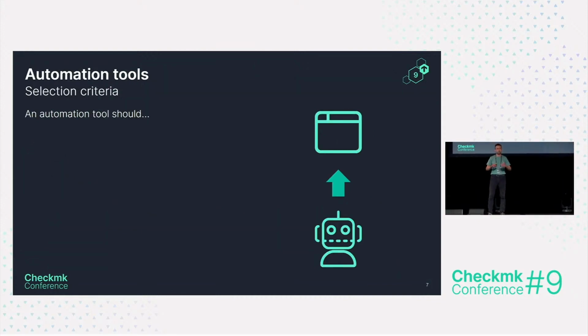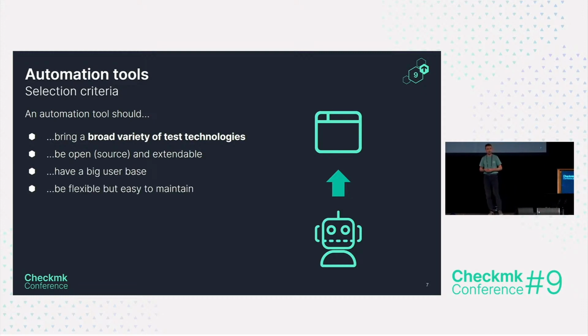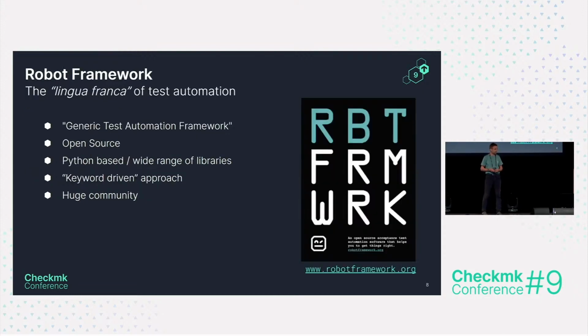In the first row, all the tools should drop out which are bound to a certain technology, for example, pure web testing tools, because you should never come into the situation that, if you need to use some other testing technology, you need to introduce another testing tool. A testing tool should be extensible. It should have a clear programming API, which should allow you to program extensions and so on. A big user base is always good. And lastly, the tool should be both flexible and easy to maintain. And Robotmk is a tool which really fulfills all these criteria.